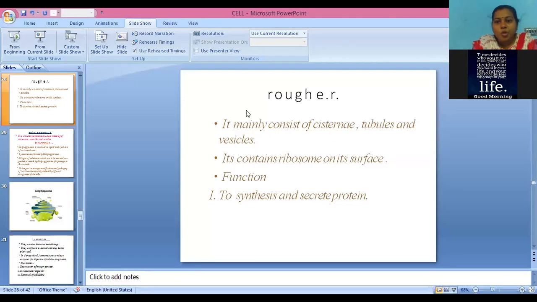Today I am going to explain about the endoplasmic reticulum.